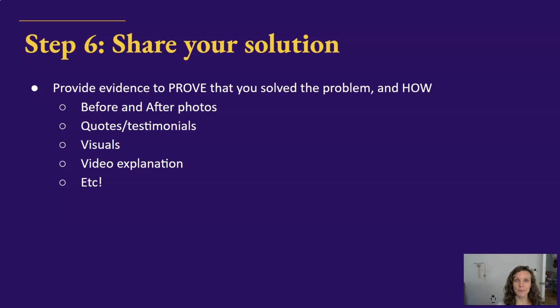Then, once you've done it, step 6 is to decide how you're going to share your solution. So you need to provide evidence to prove that you solved the problem for the community organization you were working with and how you solved the problem. Some examples of what to include could be before and after pictures, quotes, testimonials from someone or people that you worked with and helped, visuals, pictures, videos, a video of you explaining it, really anything that you can to prove that you solved the problem and explain how you did it using technology.